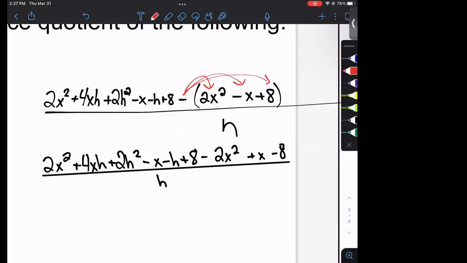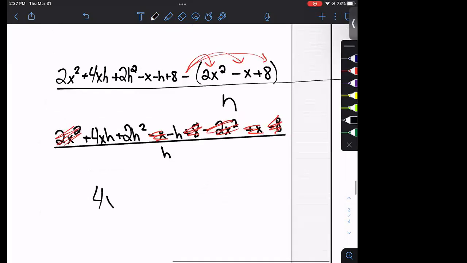Hopefully we'll have some things that cancel here. We have a 2x squared and a negative 2x squared. We have a minus x and a plus 8 and a minus 8. So we've canceled out again 6 terms. That leaves us with 4xh plus 2h squared minus h all divided by h.